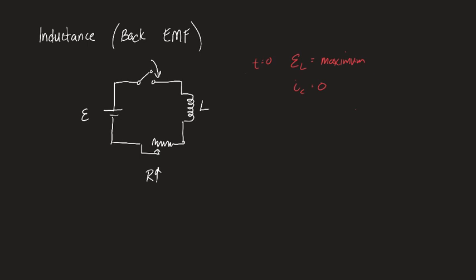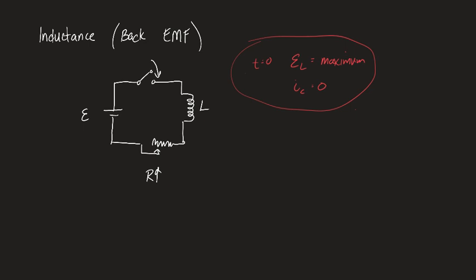Now, you need to contrast that with the capacitor. The capacitor did the opposite. In a capacitor circuit at t equals 0, the voltage across the capacitor was 0, and current was at a maximum. In an inductor circuit, it's the opposite. When you first close the circuit, at time equals 0, the voltage across the inductor is a maximum, but it's in the opposite direction to try and prevent the establishment of current. Current in the circuit will be 0.